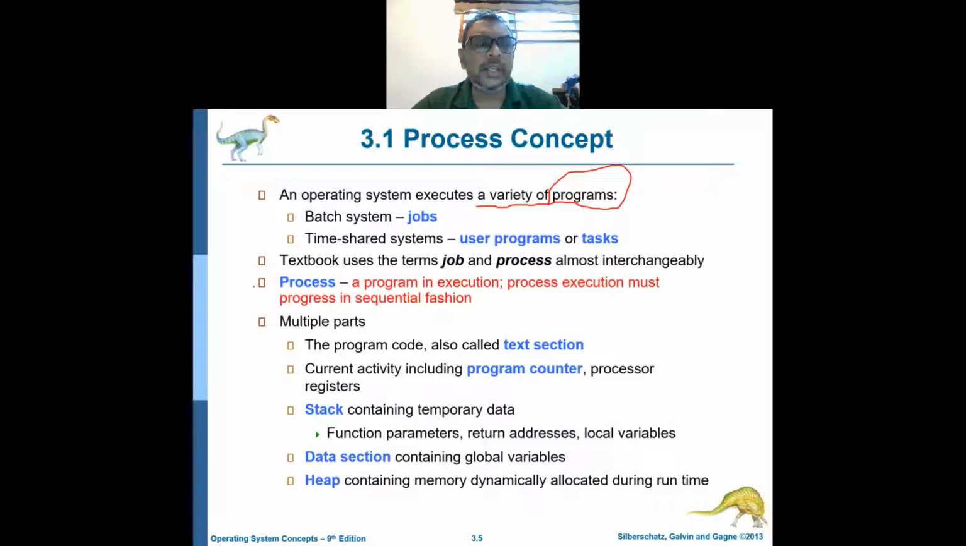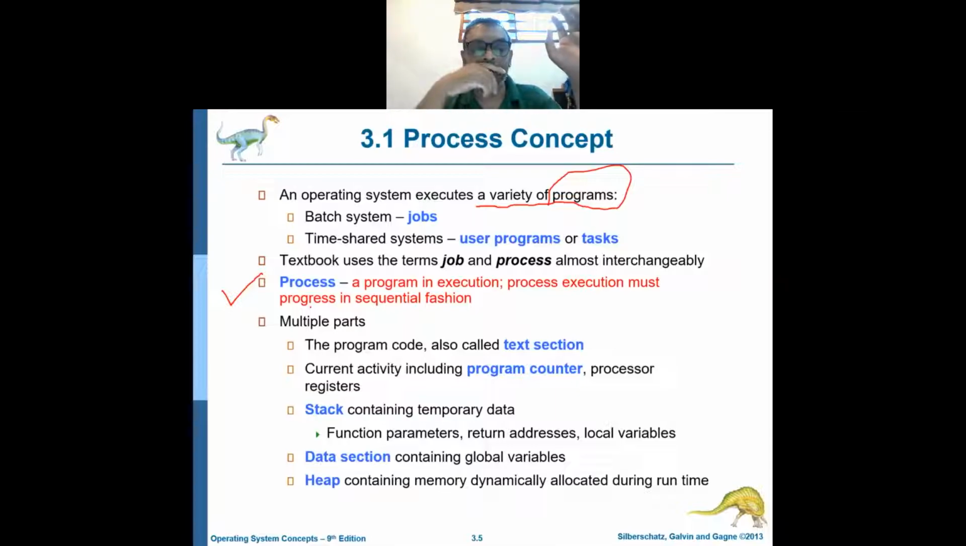So this definition is very important. Process means a program in execution. Point number one. Point number two, process execution must progress in a sequential fashion. What is the sequential fashion? Meaning the process needs to move from one place to another place, or one state to another state. So that is a program in execution.